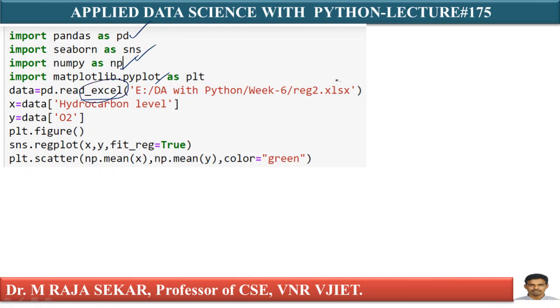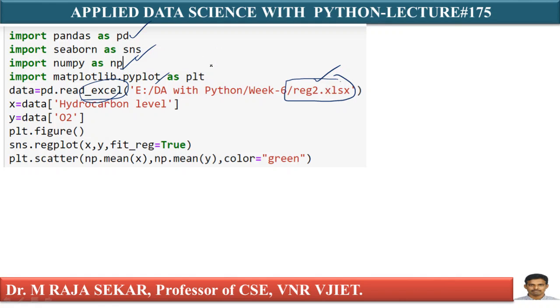There is a file, and this is part of the file, reg2.xlsx. What does it mean? We are going to see the influence of X, hydrocarbon level, on purity of oxygen. So I have entered the data in an Excel file. That Excel file is reg2.xlsx. We will try to understand this particular file.